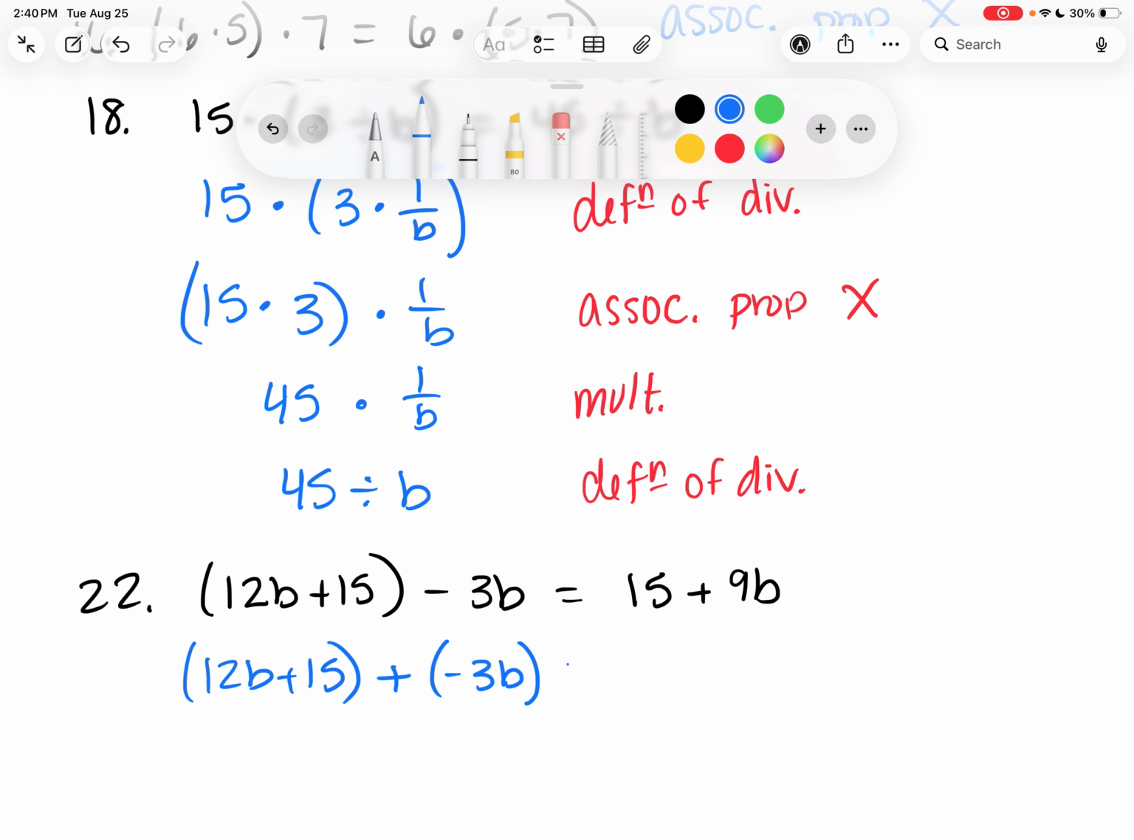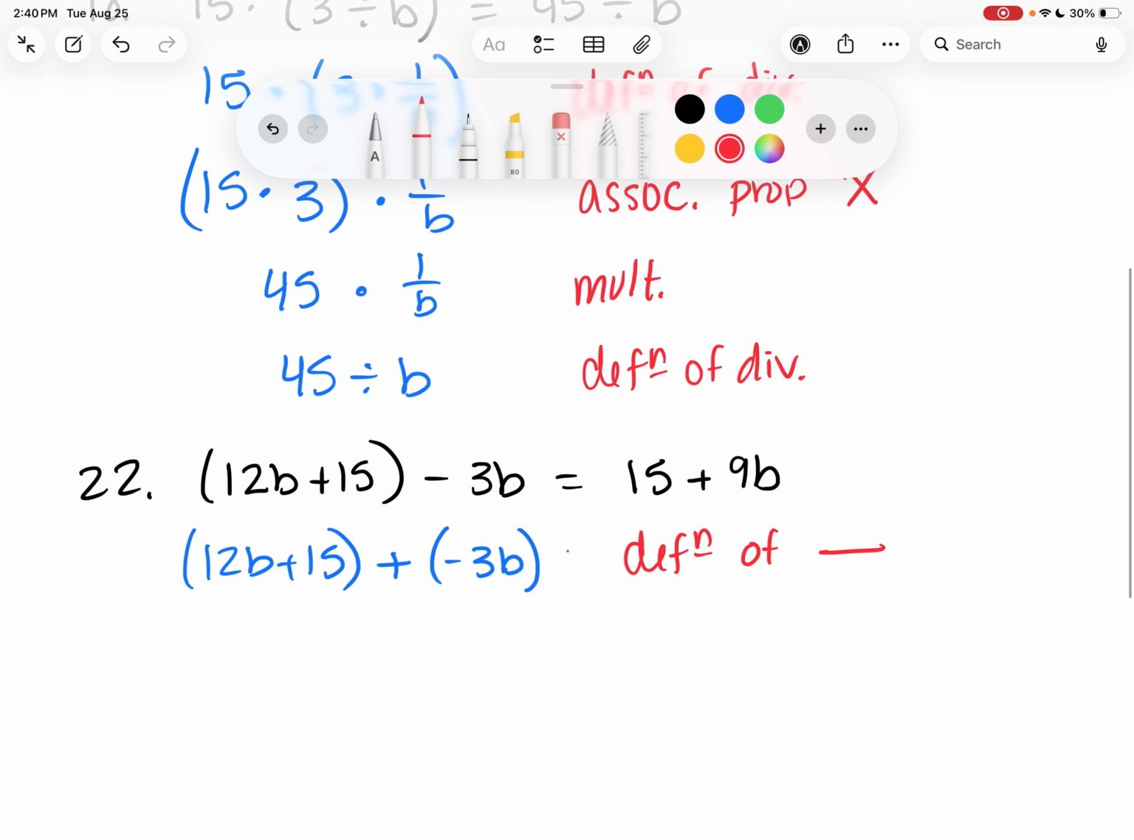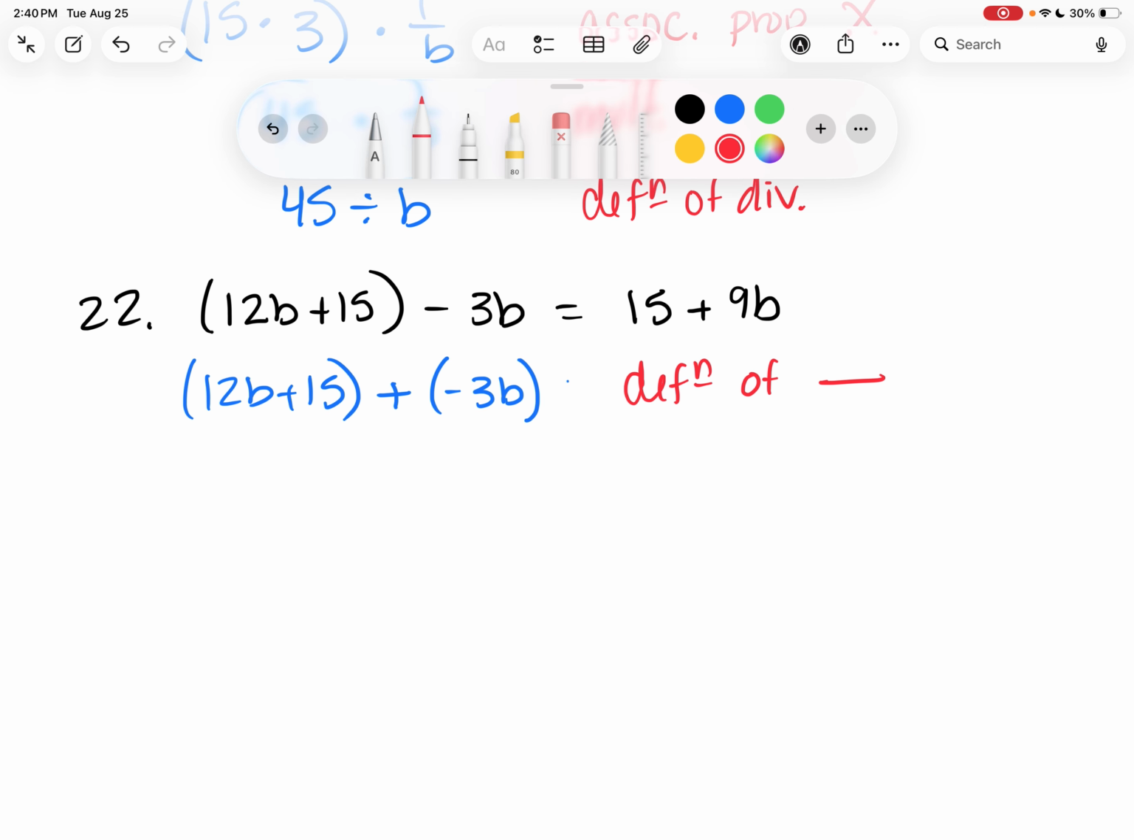And that's going to be, just like we had definition of division up here, the definition of subtraction. A lot of times I just put the little subtraction symbol there. Now, ultimately, I want the b terms to be on the right because it's going to be 15 plus 9b at the end. So I need to get the b terms over here.